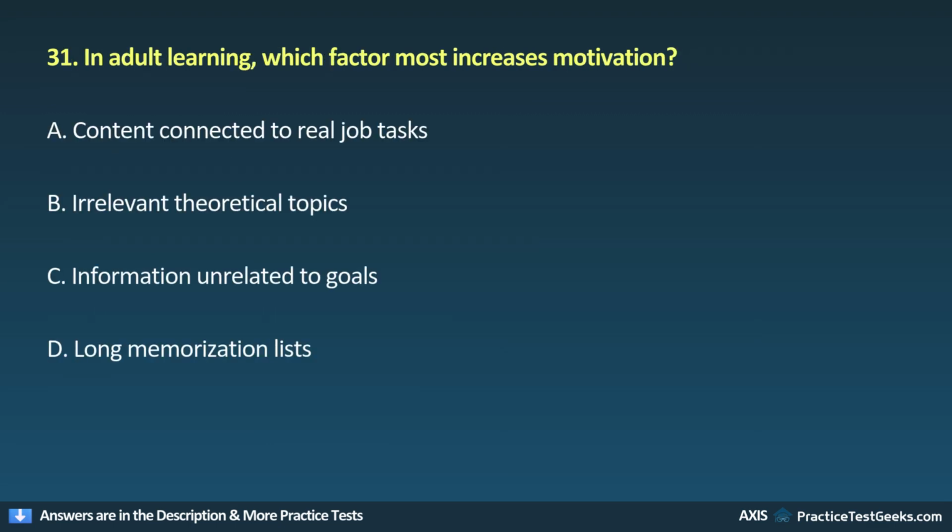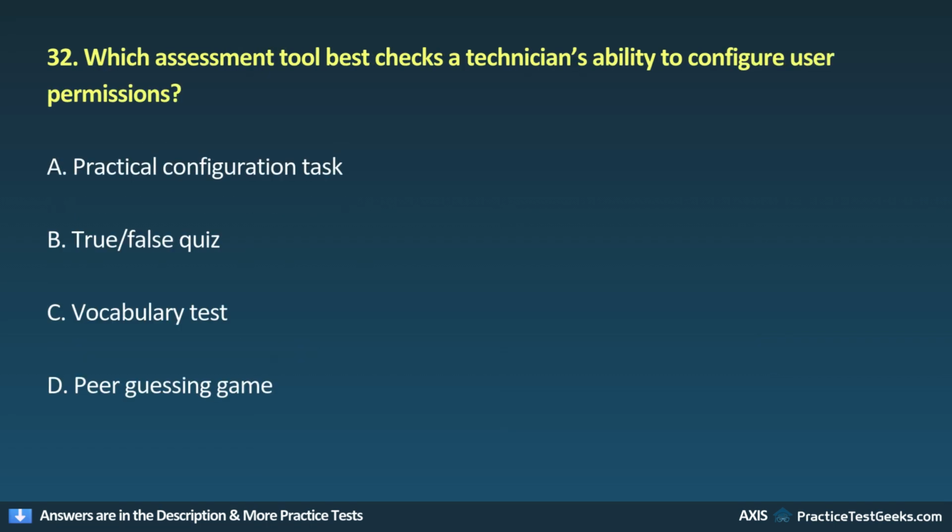31. In adult learning, which factor most increases motivation? A. Content connected to real job tasks. B. Irrelevant theoretical topics. C. Information unrelated to goals. D. Long memorization lists.